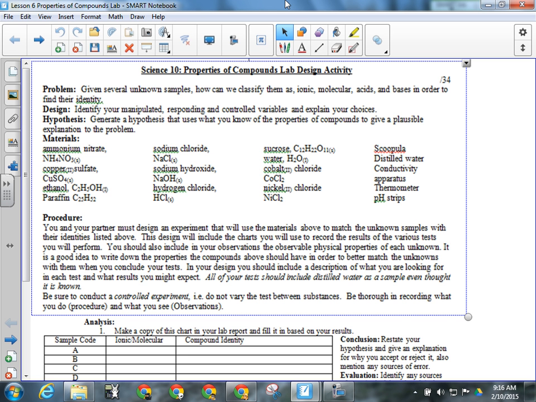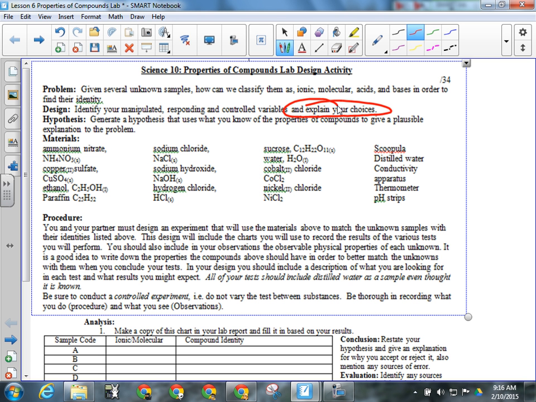Now, for the design, we've got to identify our manipulated, responding, and controlled variables, and most importantly, you need to explain why one thing is the manipulated variable, one thing is the responding, and why the following things need to be controlled. Now, we'll talk a little bit about what those are. I'll give you some big, juicy hints here.